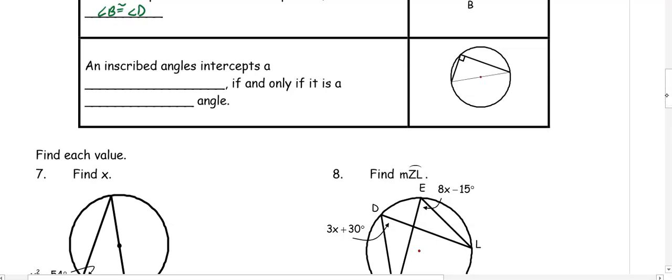Also, an inscribed angle that intercepts a semicircle if and only if it is a right angle. And the reason that this makes sense, a semicircle is half of a circle. So if a circle is 360 degrees, half of that is 180 degrees. Well, this angle then has to be 90 because it's half of the 180 degrees. So let's use these ideas to solve for x and find some more angle and arc measures.